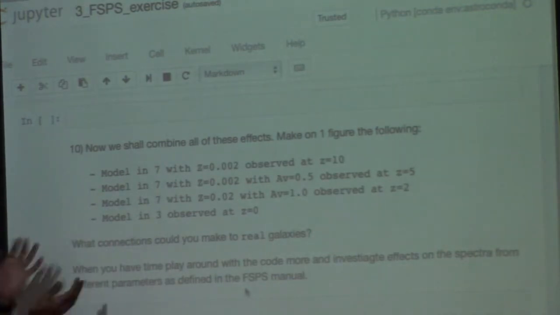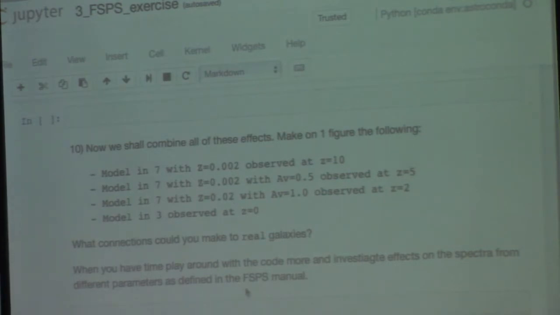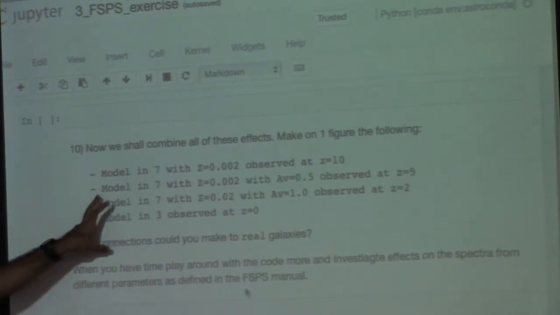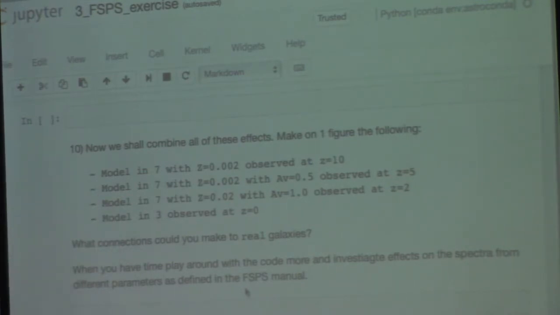And if we manage to get it done by the afternoon, in the evening today, or for tomorrow, depending on the time we have in the afternoon, we can then use that to see how we can make real observations of galaxies match with the models.